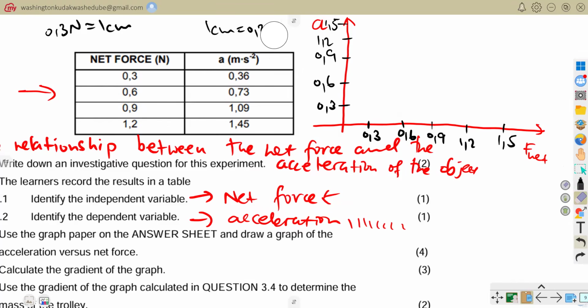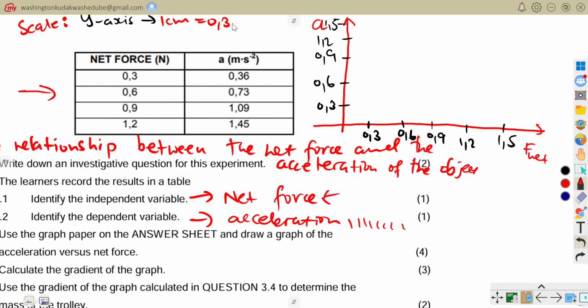I would neatly write here, scale. This is my scale. And then I would say on the y-axis, which is where I've got my acceleration, I have 1 centimeter representing 0.3 meters per square second. We did this when we were doing vectors in two dimensions. We need to first determine our scale and then later start plotting our graphs.